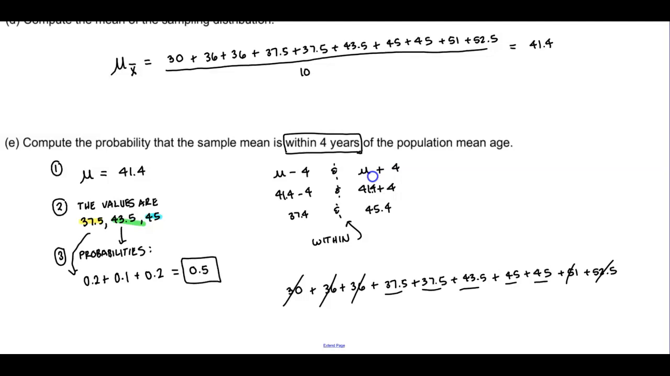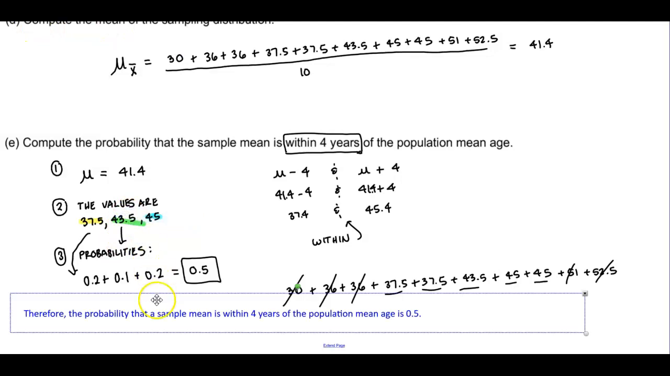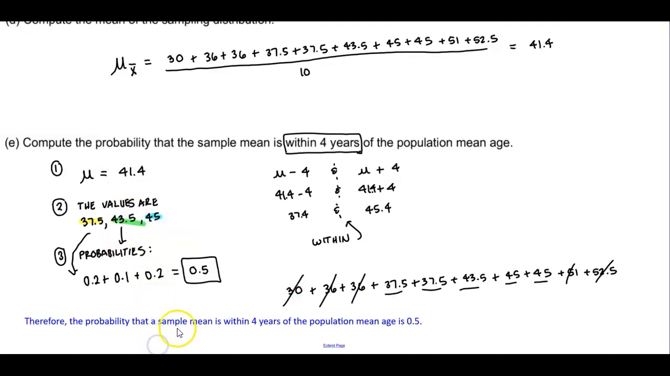Okay, so that is the probability that the sample mean is between 37.4 and 45.4, or within 4 years of the population mean age. And so therefore, we can say that the probability that the sample mean is within 4 years of the population mean age is 0.5.